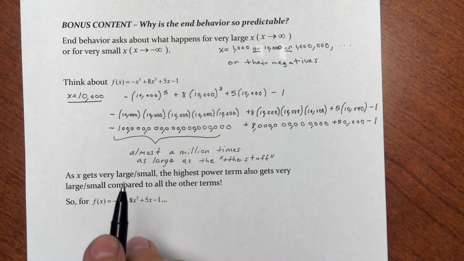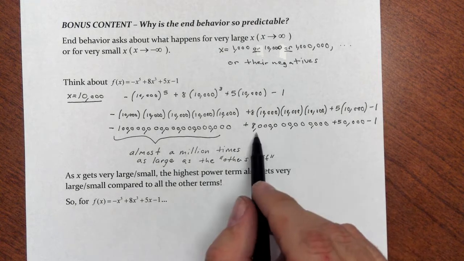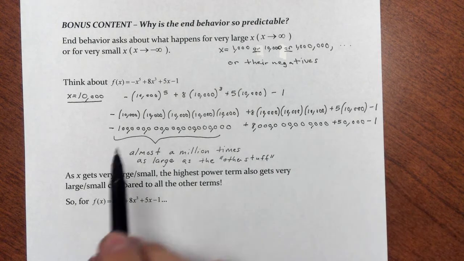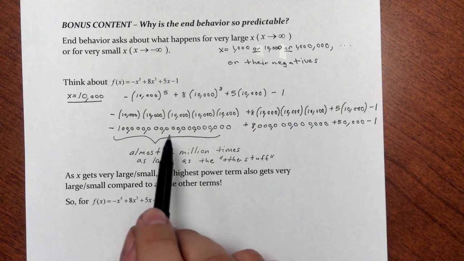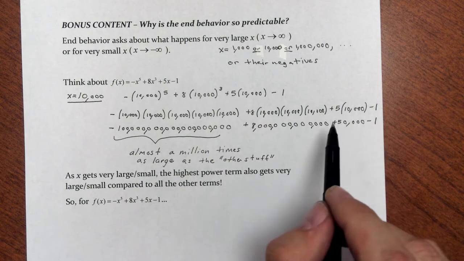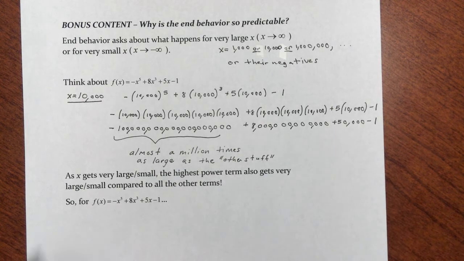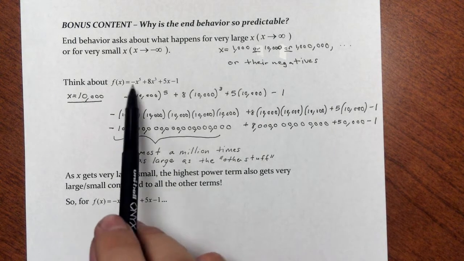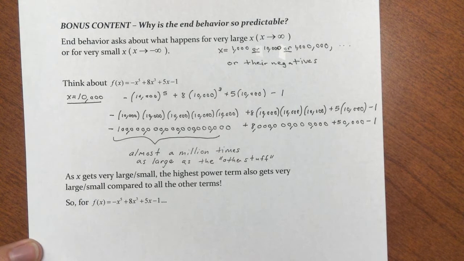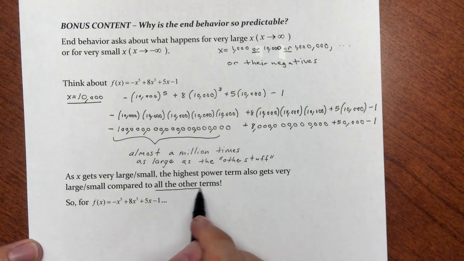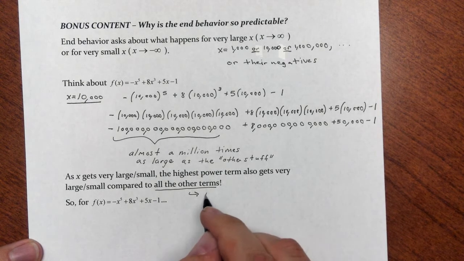Well, here's something to consider. As many zeros as there are down here, this is still, in terms of its magnitude, almost 1,000,000 times as large as everything else in this polynomial. So as x gets larger and larger and larger, that x to the fifth term is going to take on more and more significance. As x gets very large or small, the highest power term also gets very large or small compared to all the other terms, to the point that all the other terms lose significance.